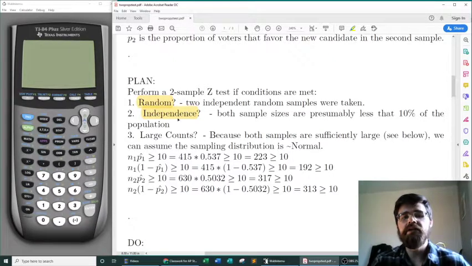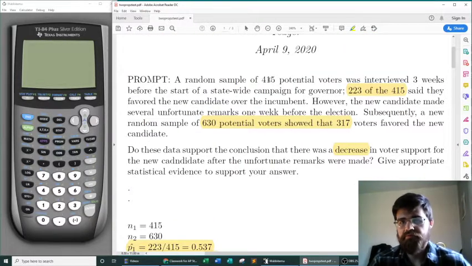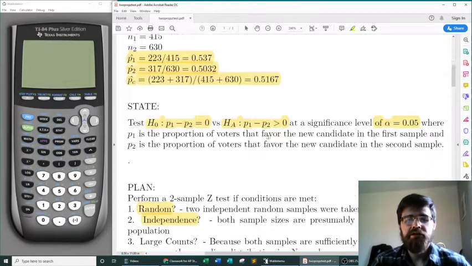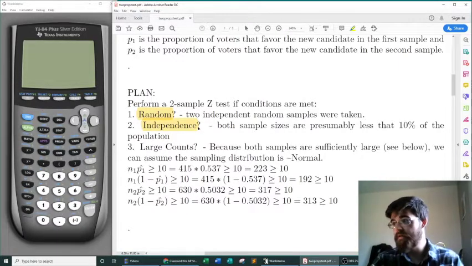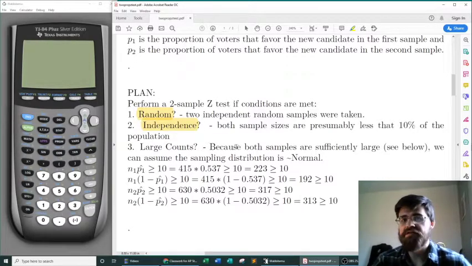Basically, this assumption that we're going to go with is saying that 415 is probably less than 10% of all the voters in that state. That's a safe assumption, I think. And doing so means that when we do our calculations, the difference between sampling with replacement and without is going to be so small that we don't really care. So we're going to go ahead and assume independence based on sample size being much smaller than the population.